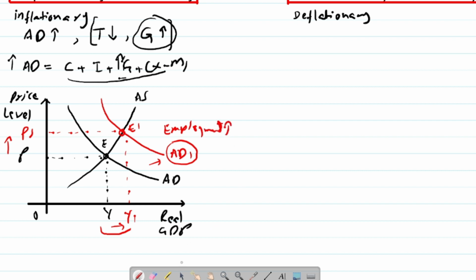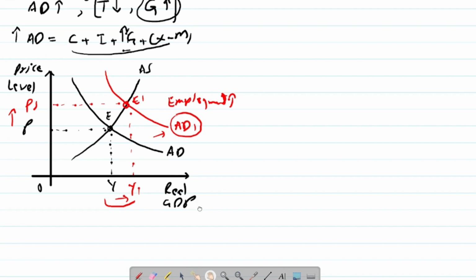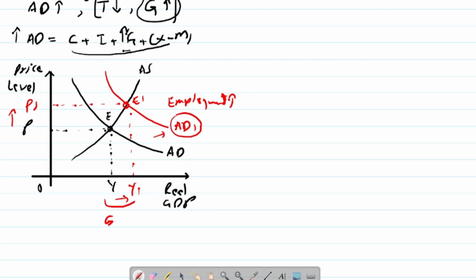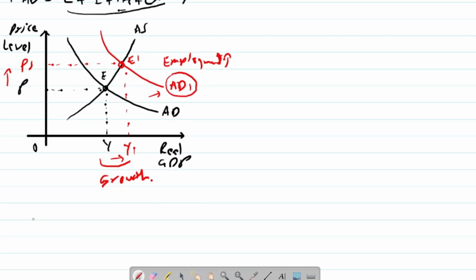Or in other words, we can say that unemployment will decrease. So rise in GDP is growth. So you can clearly see that expansionary fiscal policy has resulted in increase in growth. So growth increased, employment also increased. So these two objectives are achieved.